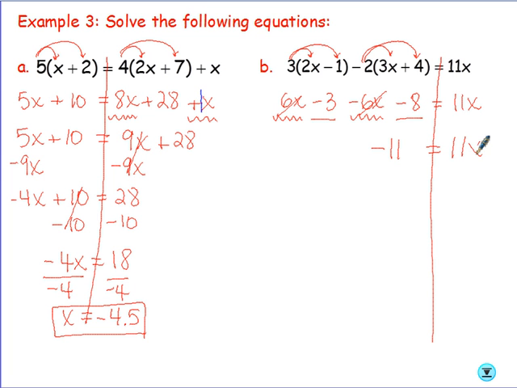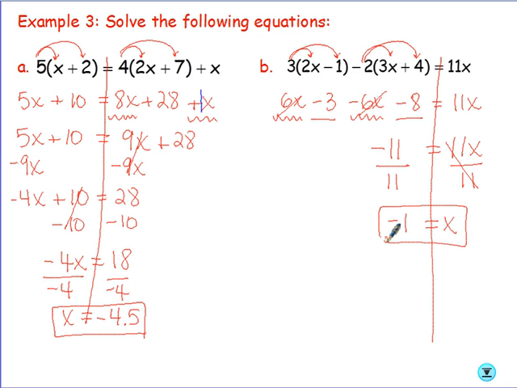And we bring down the 11x. So we've skipped some steps here. If you look at what we have left, we're down to one more step to finish solving this. All we have to do is finish getting x by itself. We're going to divide by 11 on the right and on the left. And we are left with x equals negative 1. So that is solving regular equations.